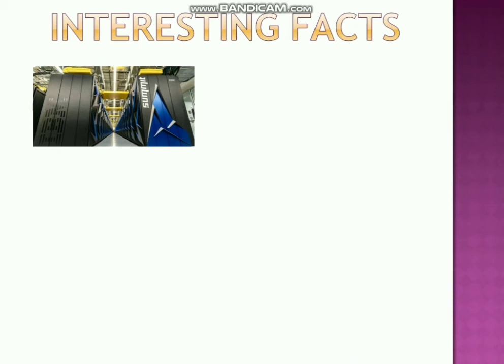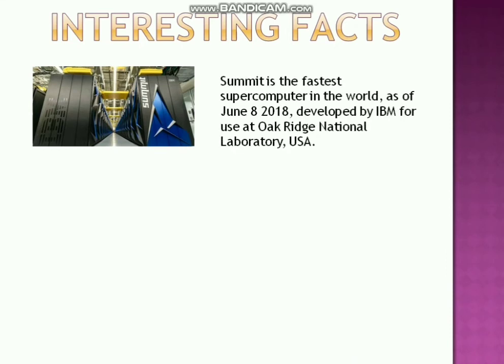It is a supercomputer. What is special about this computer? Its name is Summit, and Summit is the fastest supercomputer in the world, as of June 8, 2018. It was developed by IBM for use at Oak Ridge National Laboratory, USA.